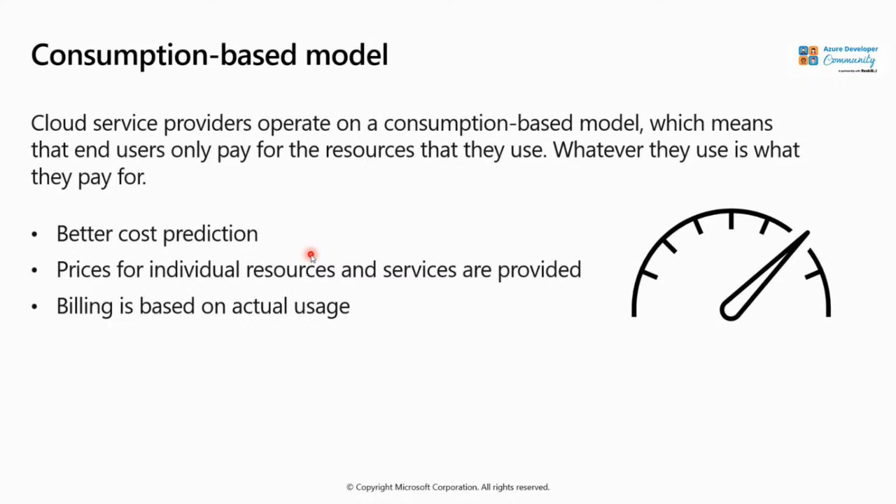This is the consumption based model, which is used by cloud service providers. Basically it means pay as you go pricing. Whatever you are using is whatever you are paying for. And since cloud providers are using AI and ML, there is better cloud cost prediction. The prices for individual services are also provided, so you are able to determine how much you are going to spend, how much your cost is. And the billing is done on the usage of those services, on how much you are using.